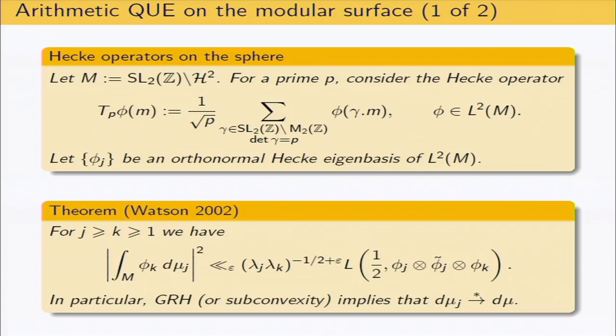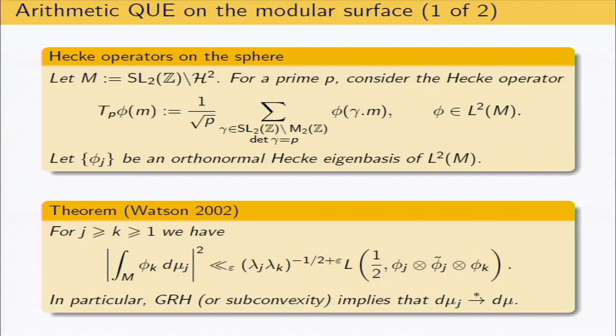Same formula and same decay rate as implied by subconvexity, which is not known yet, or GRH, or the generalized Lindelöf hypothesis. So we have very good reason to believe that arithmetic quantum unique ergodicity holds on the modular surface with a very good decay rate, namely lambda j to the minus 1/4.